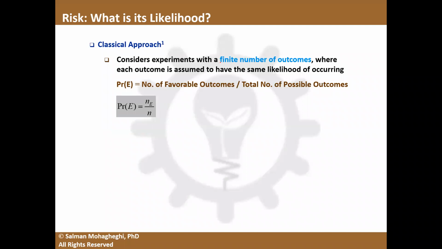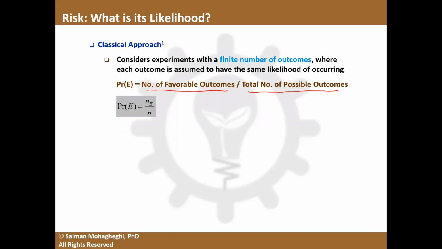In a classical approach, you're basically considering that there are a certain number of experiments. These experiments have some finite number of outcomes, and each outcome is equally likely. You flip a coin, which is fair. There are two possible outcomes, head or tail, and the probability of each one would be 50%. So what you do is you look at the number of favorable outcomes divided by the total number of possible outcomes, and that would be the probability of that event.